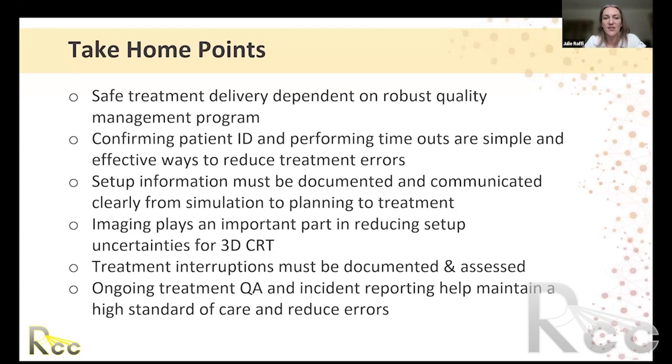Another take-home point is understanding that treatment interruptions may occur, and we must have a process for documenting them and assessing them. And then it's important also to have ongoing treatment QA and incident reporting to help us all maintain a high standard of care and reduce errors.